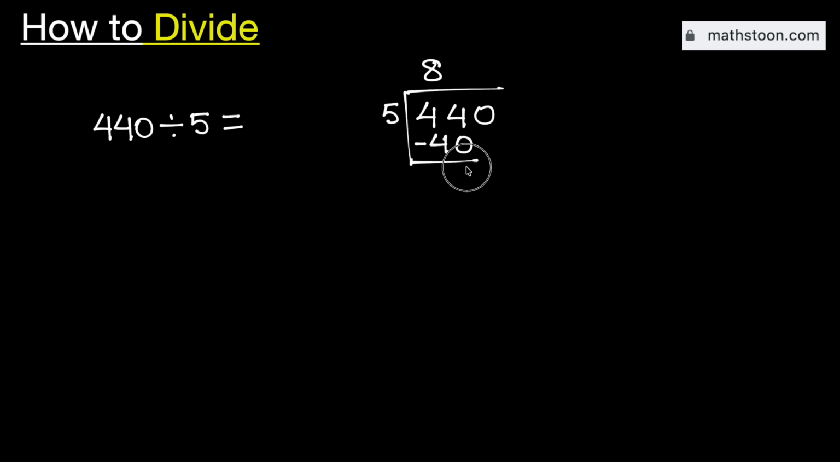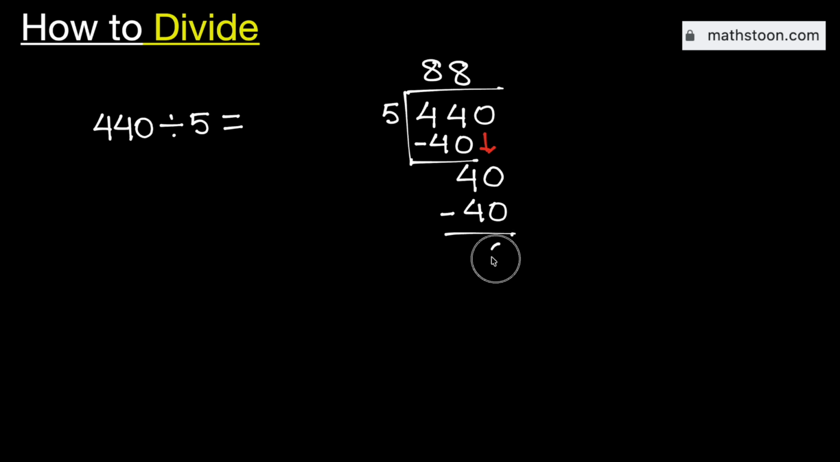If we subtract, we get 4. Now again see that this number 4 is also less than 5. That is why we need to bring down this number 0 here. And we know that 5 times 8 is 40.